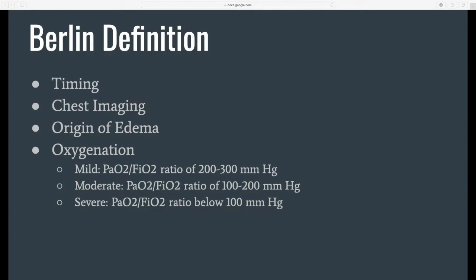There's still some difficulty in identifying ARDS. It's mostly lack of agreement when people are looking at the chest x-ray. Clinical recognition rates for mild ARDS are about 51%, 78% for severe.